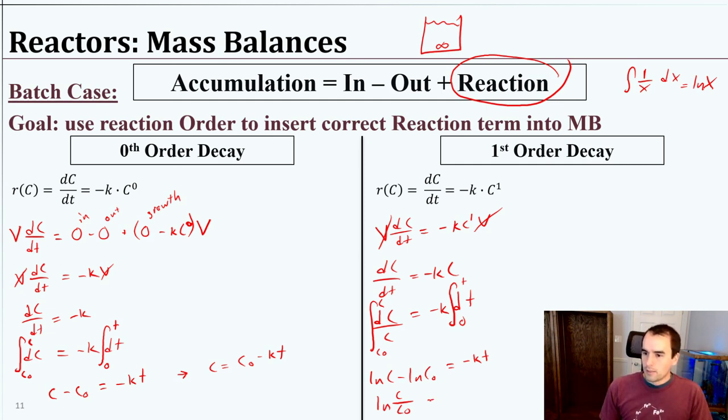So we have then natural log of c over c naught equals negative kt. We can further simplify, take e to the power of both sides. That gets rid of our natural log. So c over c naught is then equal to e to the minus kt. Starting to get very familiar looking here, we can say c equals c naught times e to the minus kt.